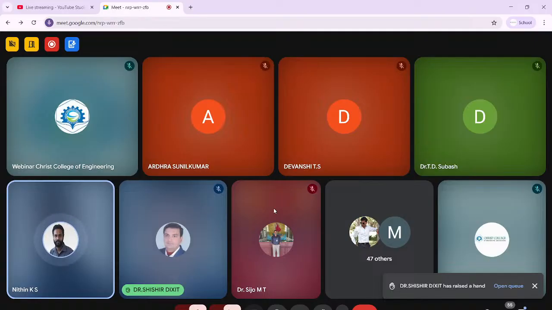As the chief guest and our principal have said, we are expecting more researchers in this field of electric vehicles. I think you could capture some knowledge from this FDP, and we will always welcome you all in the coming FDPs. We look forward to more researchers and more purpose in this field. Once again, thank you all.